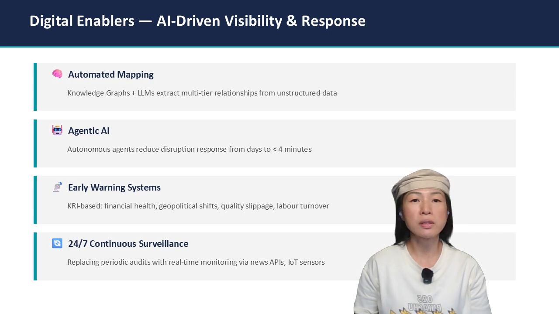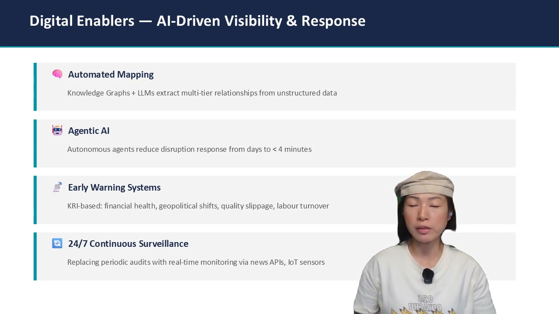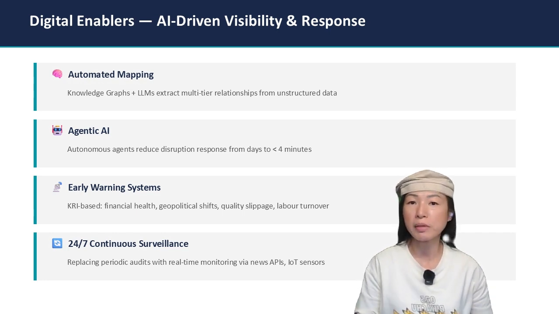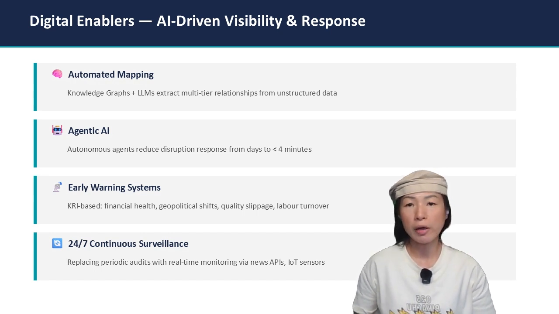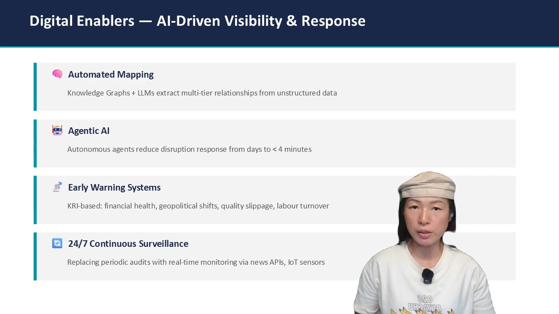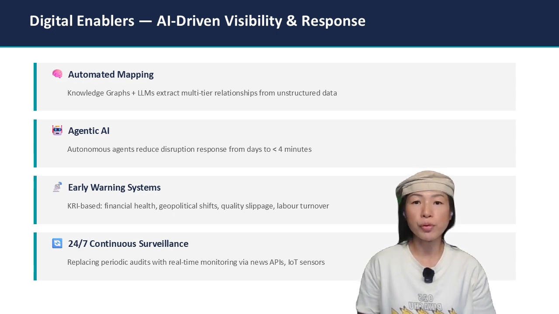Technology is what makes this framework scalable beyond a handful of suppliers. Modern tools use knowledge graphs and large language models to autonomously map multi-tier relationships from unstructured data: news articles, regulatory filings, corporate disclosures. Agentic AI frameworks take this further. Specialized AI agents can now detect disruptions from global event streams, map them to your extended supply network, quantify risk exposure, and recommend alternative sourcing, reducing response times from several days to under 4 minutes.